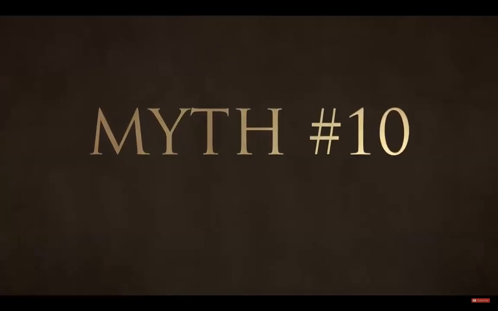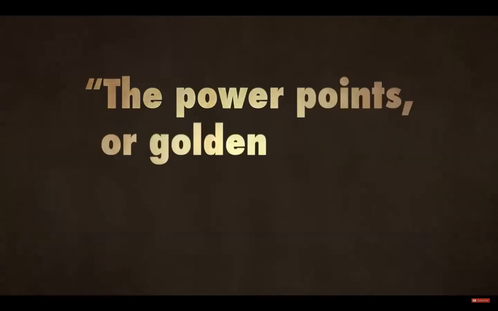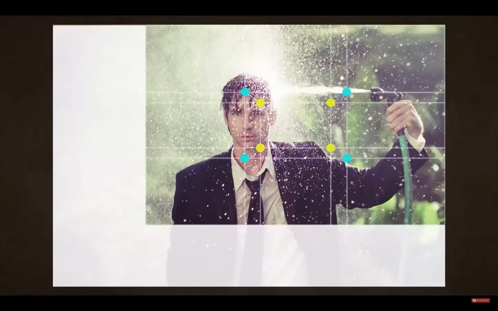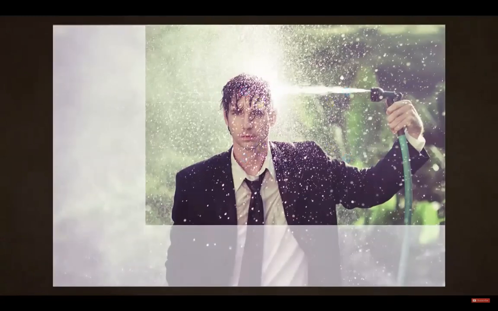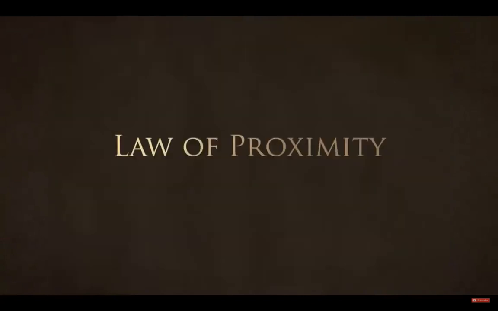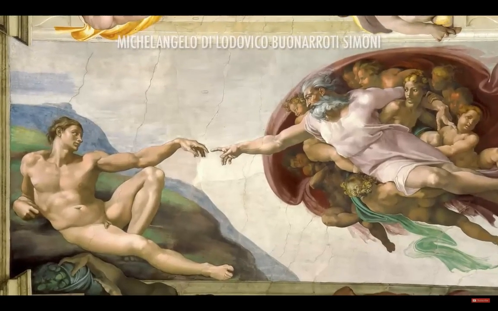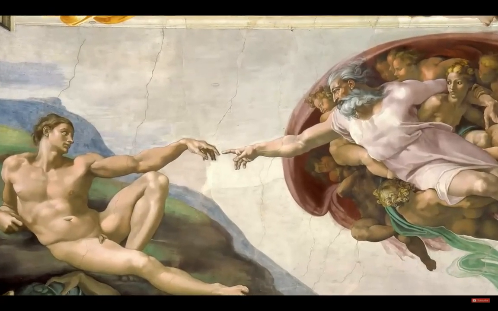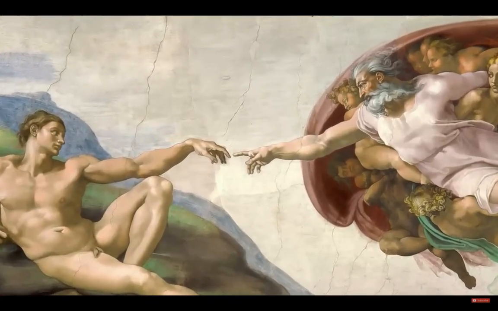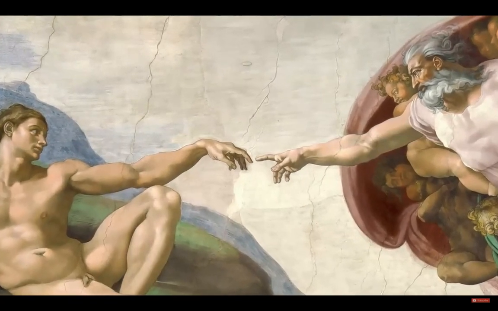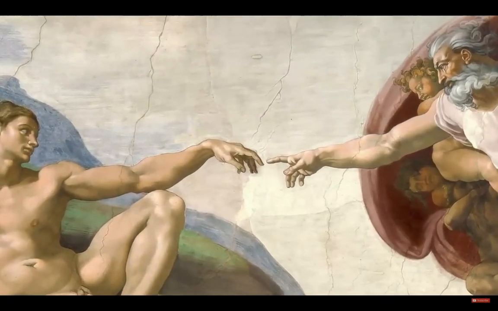Number 10. The PowerPoints, or golden points, create tension. Placing your subject on a third is not going to create tension, as we've learned so far. If we take a look at a Gestalt psychology technique called the law of proximity, we'll see how visual tension can be created. Like this painting on the ceiling of the Sistine Chapel. They are clearly unified by their proximity, but another thing to notice is the visual tension created by the fact that they are almost touching, but not quite. It's the moment before impact.